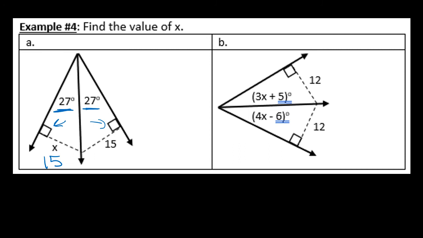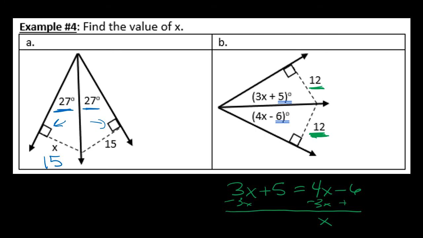Example B is the converse of that theorem. So when I look, this segment here and this segment here are both 12. Because those perpendicular segments are the same, that tells me that the angles are congruent because the ray is an angle bisector. So again, some quick algebra. If I move my 3x over, I'm going to get x. I'm going to move my 6 over in the same step because I don't have enough room. And so in this particular case, x equals 11.